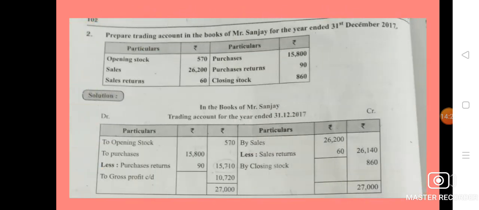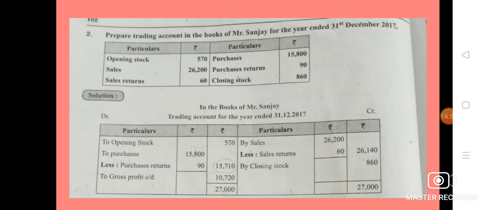Then we will come to question number 2. Prepare trading account in the books of Mr. Sanjay for the year ended 31st December 2017. So particulars are given: opening stock 570, sales 26,200, sales return 60, purchases 15,800, purchase return 90, then closing stock 860.